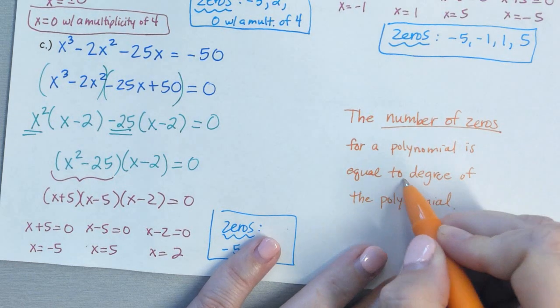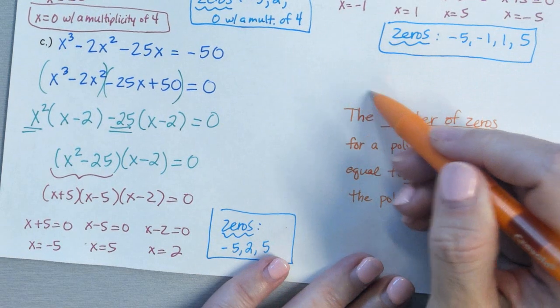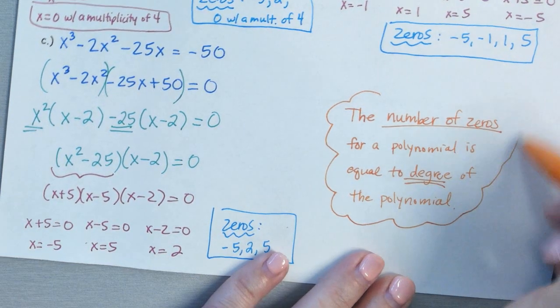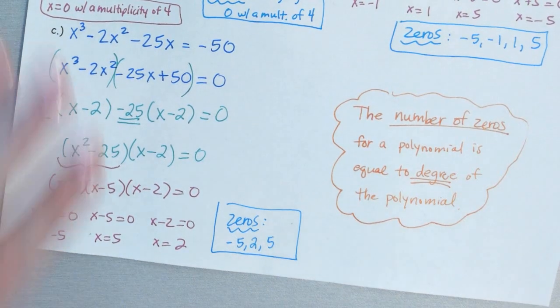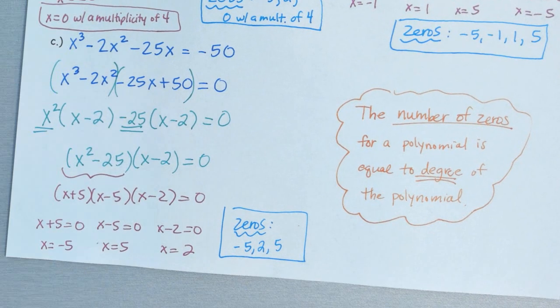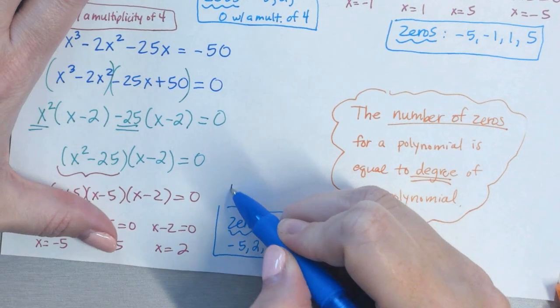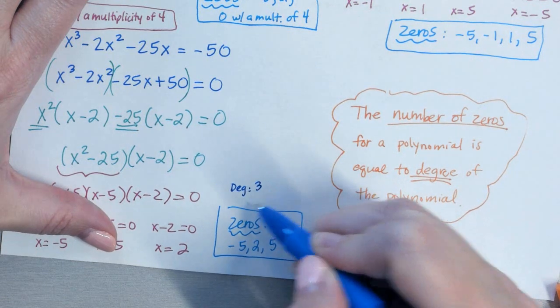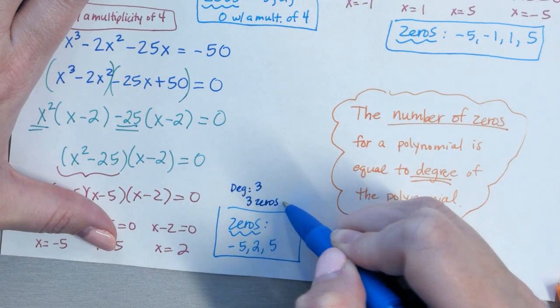Alright, let's see if he's right. Hopefully yes, because we wrote it down. So let's check it. We'll start with C. Okay, what's the degree for C? 3. So if the degree is 3, there should be 3 zeros. Do we have 3 zeros? Yes. Alright, so that one checks.